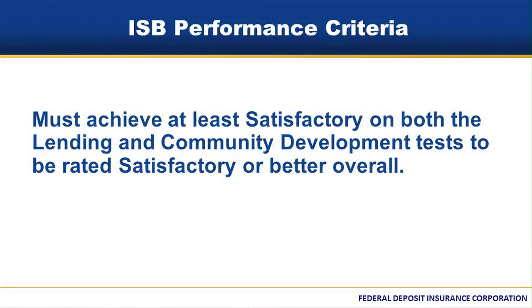An intermediate small bank can only receive a satisfactory or better CRA rating if it receives at least a satisfactory rating on each of these 2 tests. In other words, your bank must demonstrate at least satisfactory performance on both tests to be considered satisfactory or better for CRA purposes. As a bank transitions from being a small bank to becoming an intermediate small bank, a common question is, what constitutes community development? The CRA regulation defines community development with 5 main components.